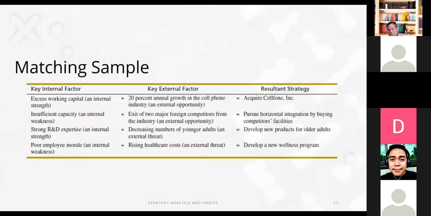Matching sample. This example portrays simple one-to-one matching. In most situations, external and internal relationships are more complex, and the matching requires multiple alignments for each strategy generated.